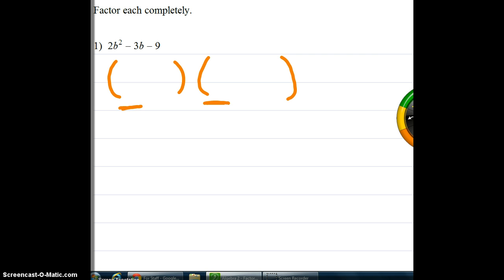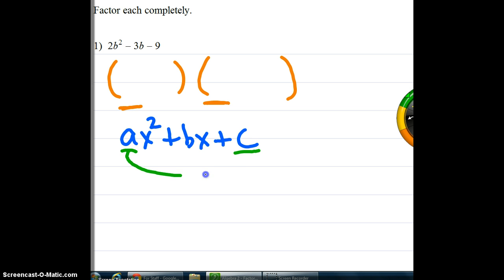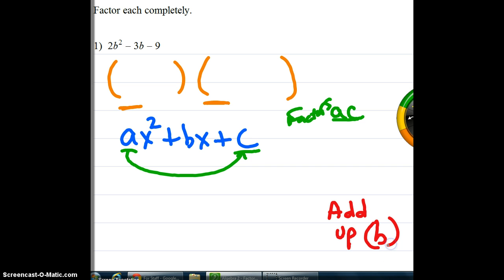So first off, know once again that when we have ax squared plus bx plus c, what we're looking at is the factors of, the other day we said just c, but actually it's the factors of ac. What do we mean by the factors? Values that multiply to be ac and add up to our middle term, or add up to b.